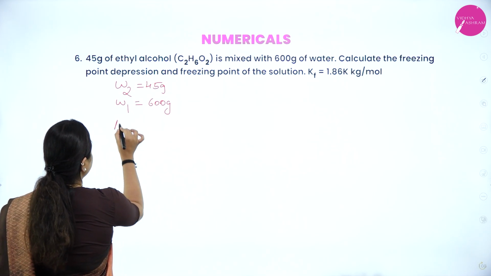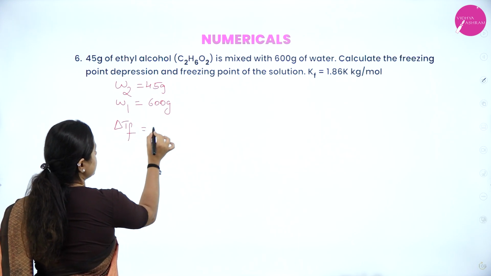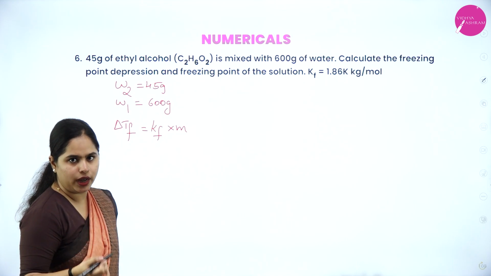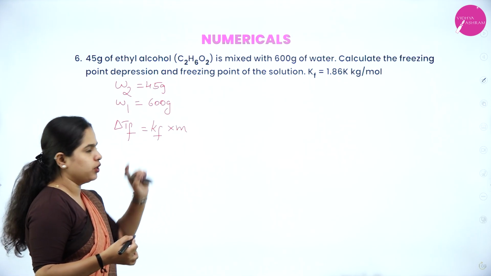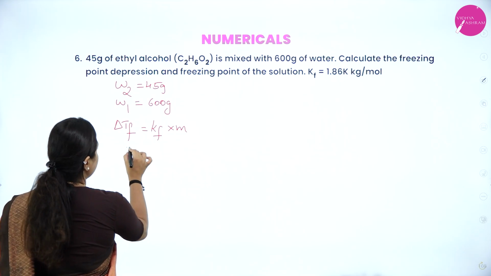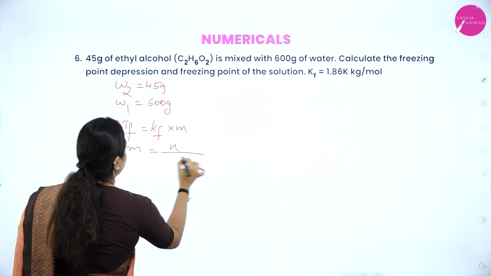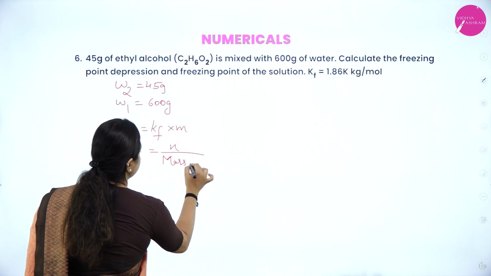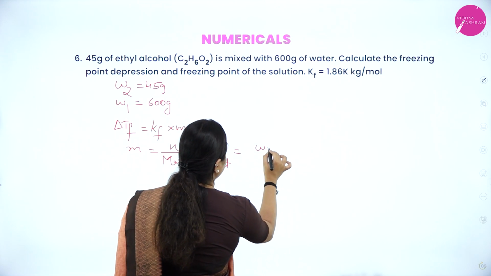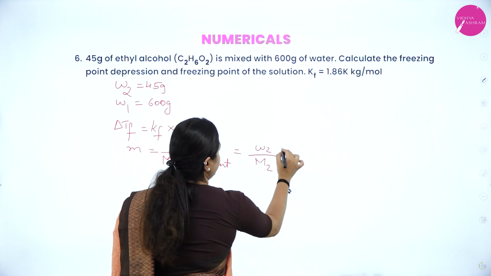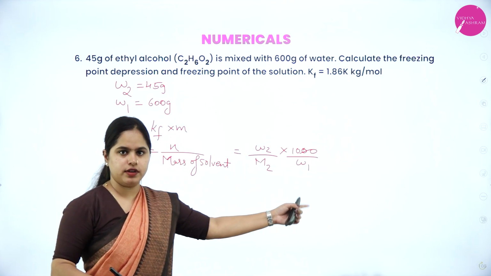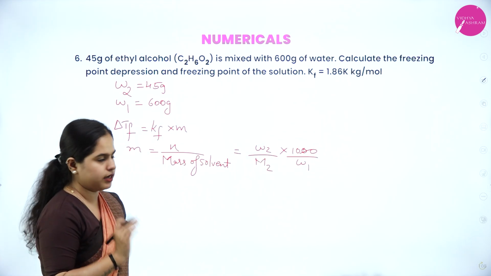Yes, you have to calculate delta Tf. How do you calculate it? It is Kf into m, right? So, what is the m? Kf we know. What about the m? Molality is not given here. You have to calculate it. So, molality is number of moles by mass of solvent, right? That is equal to W2 by M2 into 1000 divided by W1. W1 is the mass of the solvent, and 1000 because it is given in grams.